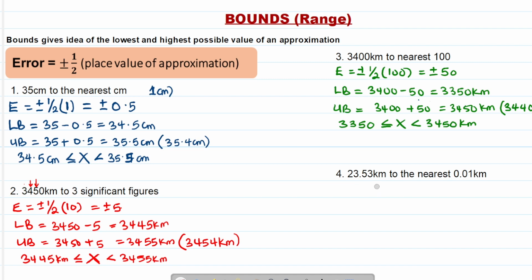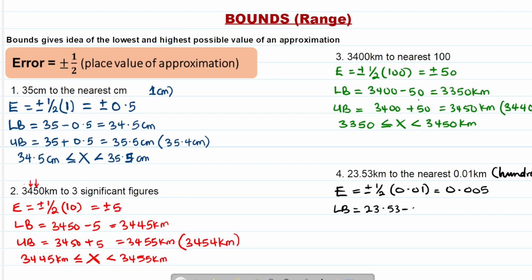To question number 4, we have 23.53 kilometer to the nearest 0.01 kilometer. To the nearest 0.01 kilometer is the same thing as to the nearest hundredth. Alright, we begin by first finding the error, plus or minus half of the place value, which is hundredth, that means 0.01, and half of 0.01 will give us 0.005.